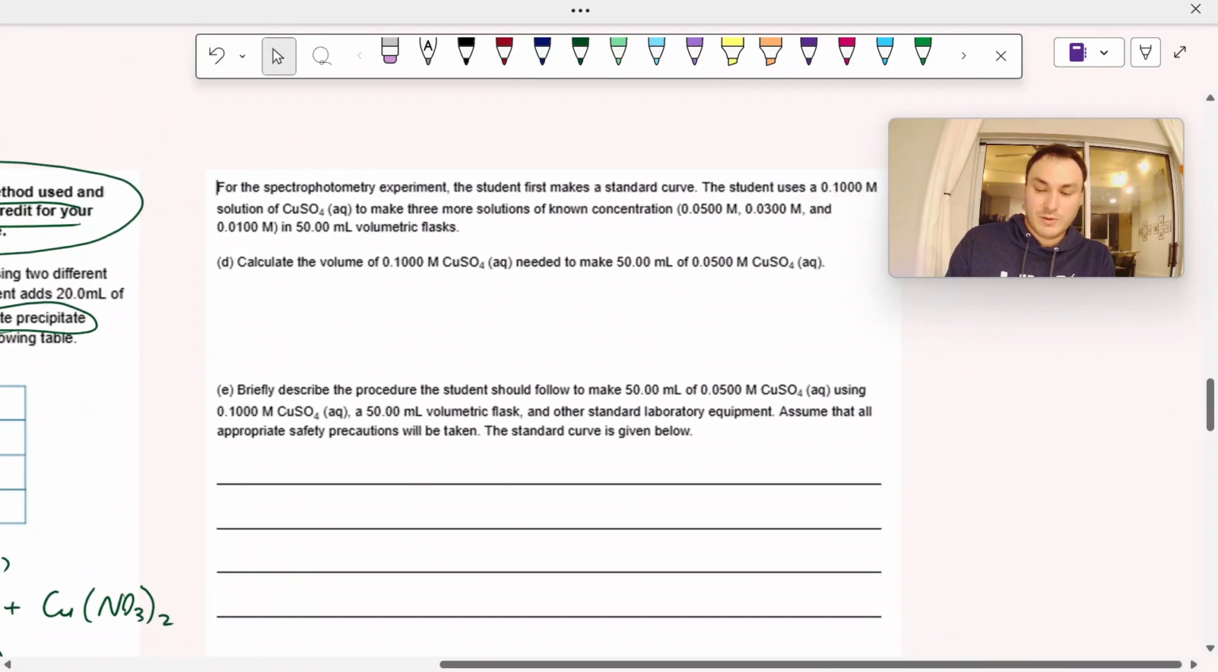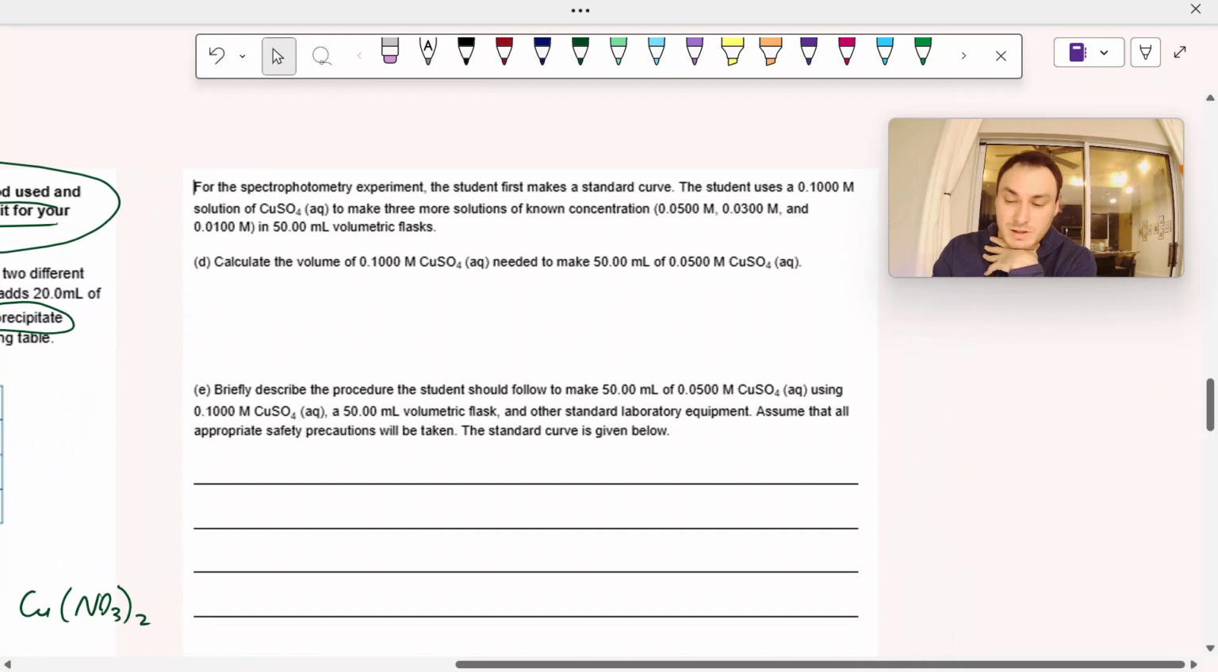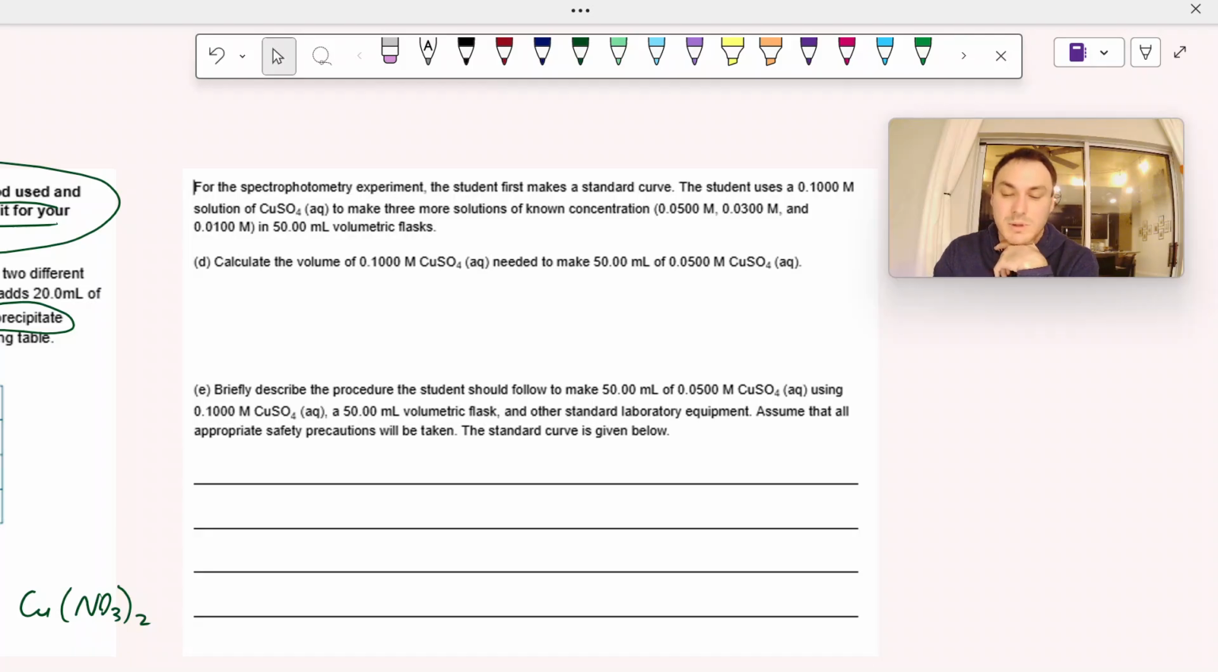For the spectrophotometry experiment, the student first makes a standard curve. The student uses a 0.1 molar solution of copper sulfate to make 3 solutions of known concentrations, 0.05, 0.03, and 0.01 in a 50 milliliter volumetric flask.